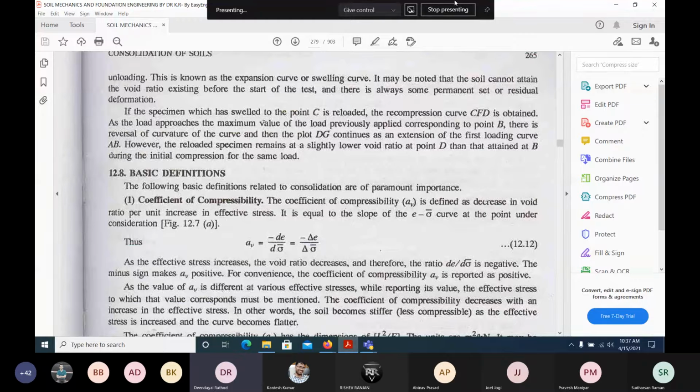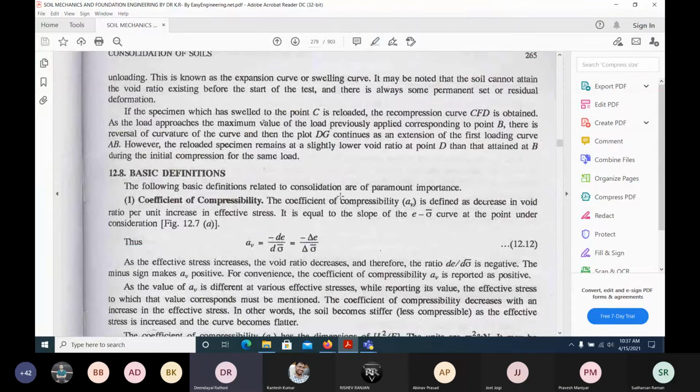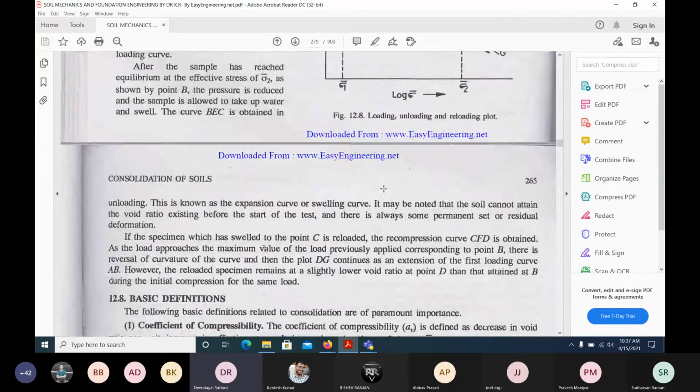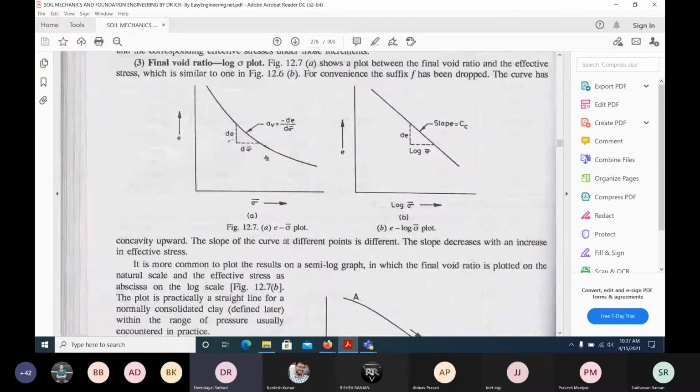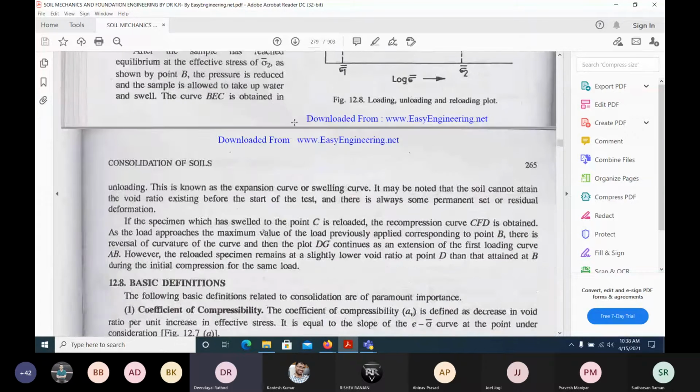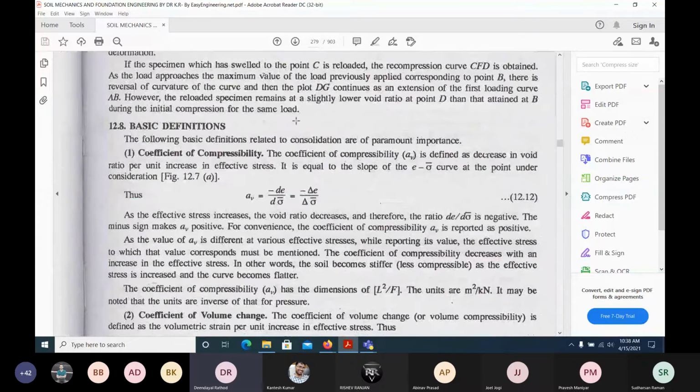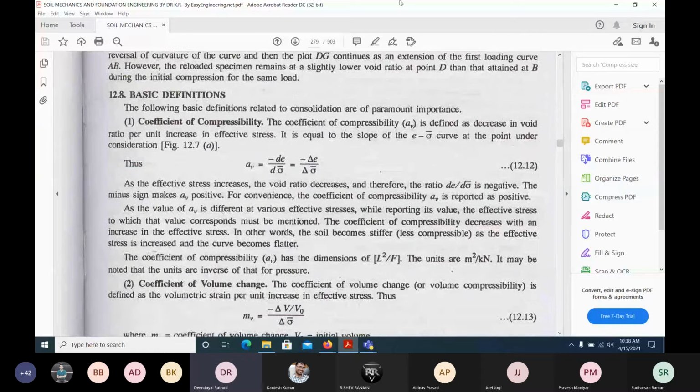It is a decrease in the void ratio because of the consolidation; decrease in void ratio takes place with increase in the effective stress. It is also equal to the slope of the e versus effective stress curve, the slope of this curve. This is the a_v, coefficient of compressibility. What are the units of this coefficient of compressibility?